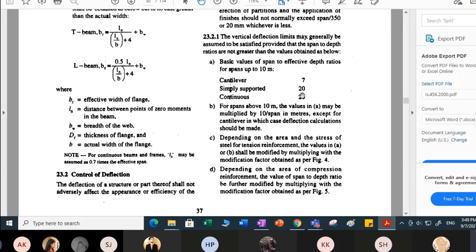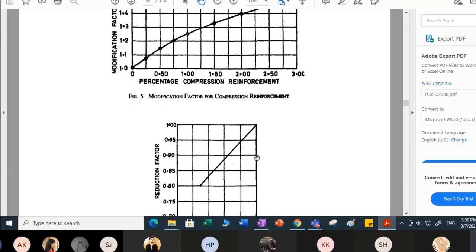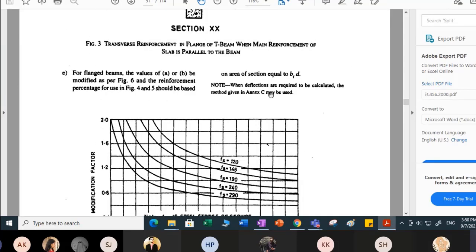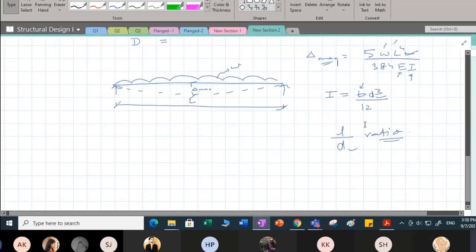But this 20, whatever it is specifying, gets modified based upon the amount of tension reinforcement or compression reinforcement, or based on flange action. So these things have been mentioned over here. If you read point C, point D, and even point E, I will be using this when I do the provision for the deflection check, when we explore the chapter on controlling deflection in the beam. So there I'll be looking into this provision. But right now, it is just an introduction to how to get into the trial depth of the beam.